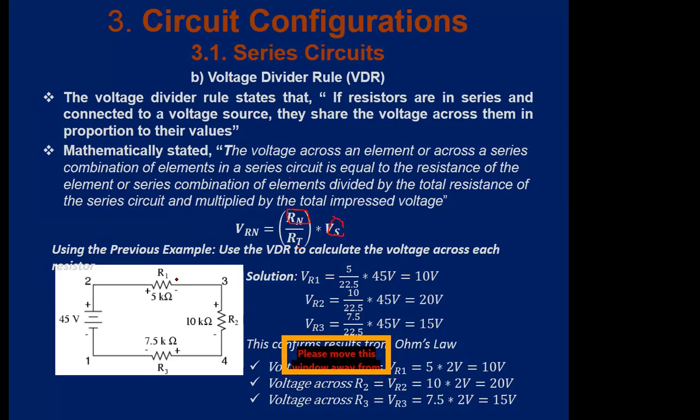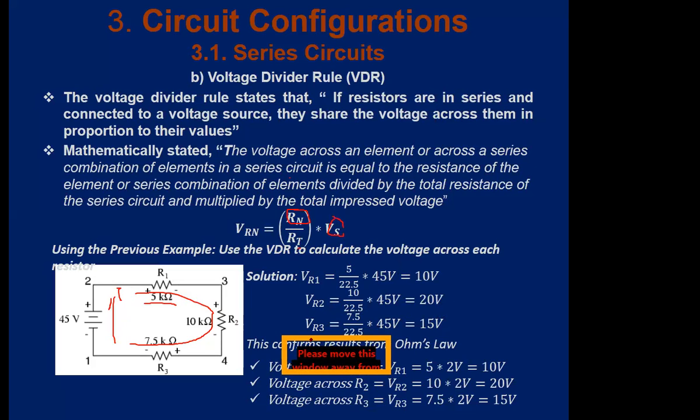So we can come back to our example and say we have R1, R2, and R3. So calculate the total resistance of the circuit, which we found to be 22.5. So voltage across R1 becomes equal to this resistance over the total resistance multiplied by the supply voltage, and you get your 10 volts. Do the same for R2, 20 volts, for R3, 15 volts.